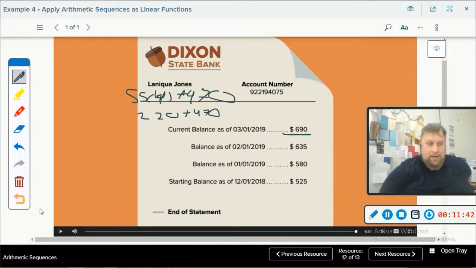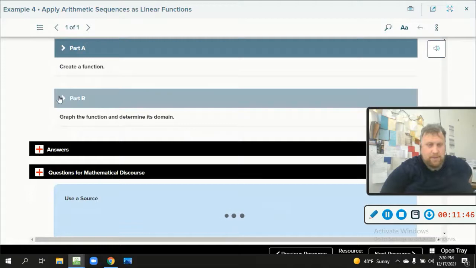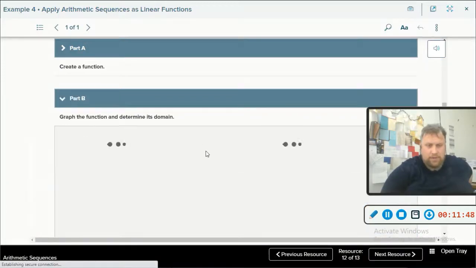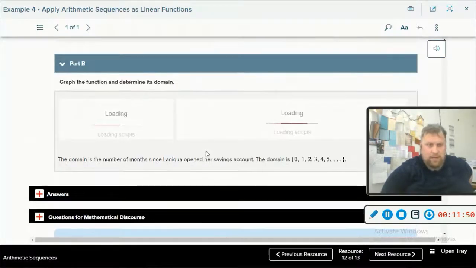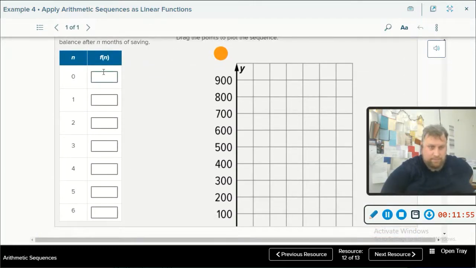So let's look down here. We know it's 55n plus 470. What are the questions we're going to ask? Oh, we already created the function. Now it wants us to graph the function and determine its domain. Well, we know that at n equals 0, it's 470, right? Because 55 times 0. And so when we graph it, we're going to be at 470, which is about right there.